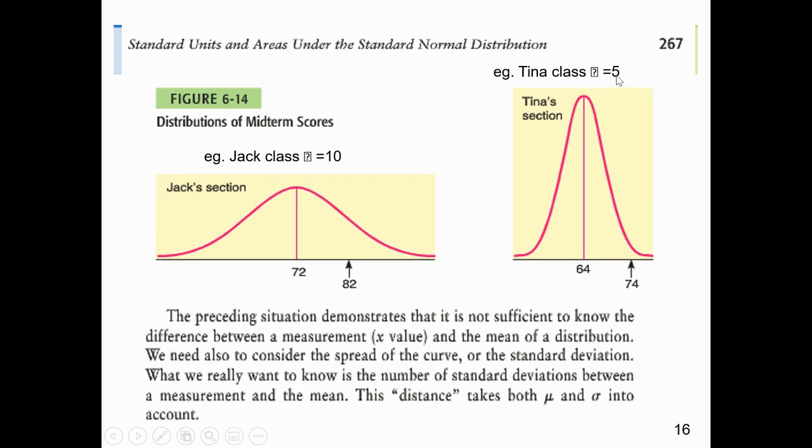Notice if one standard deviation is 5, her score's out here at 74. She's two standard deviations away. Jack, here again, is happy he got a higher score, and Tina can brag, well, relative to my class. All well and good.